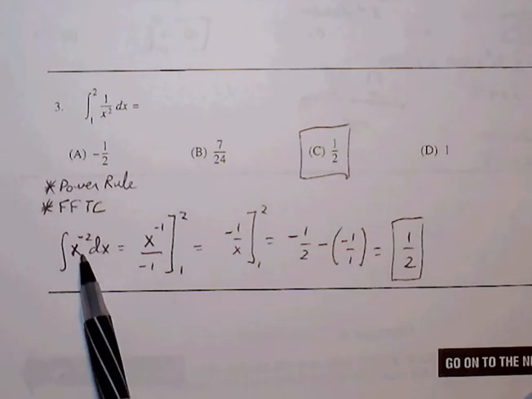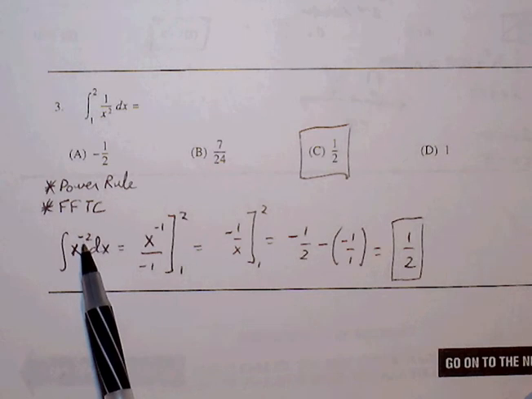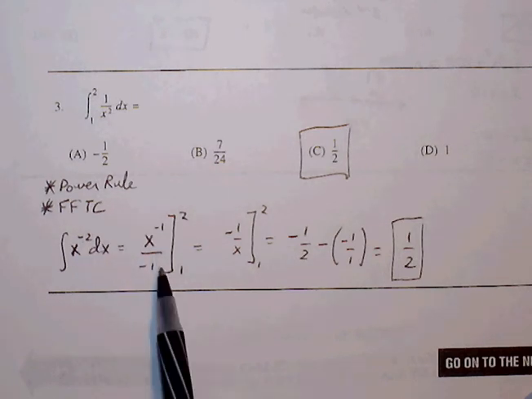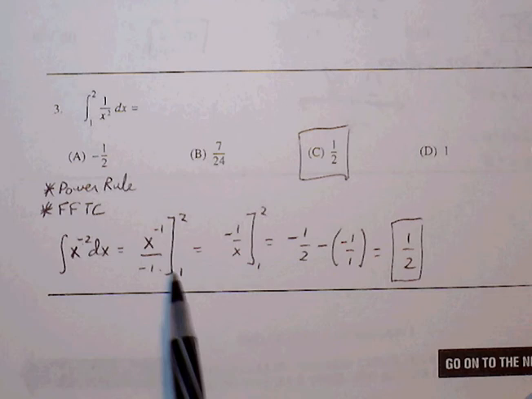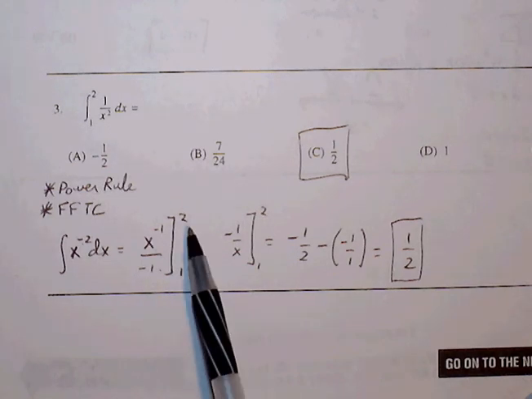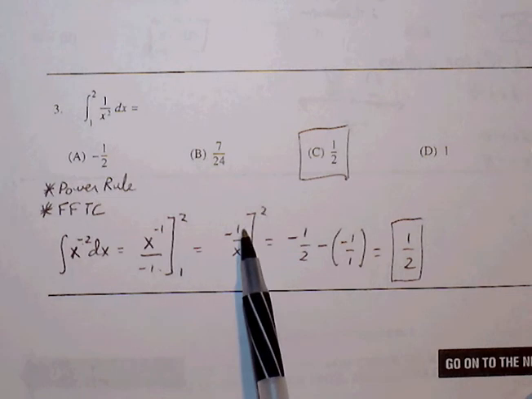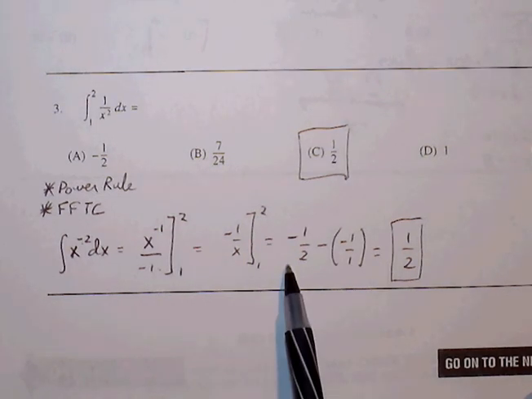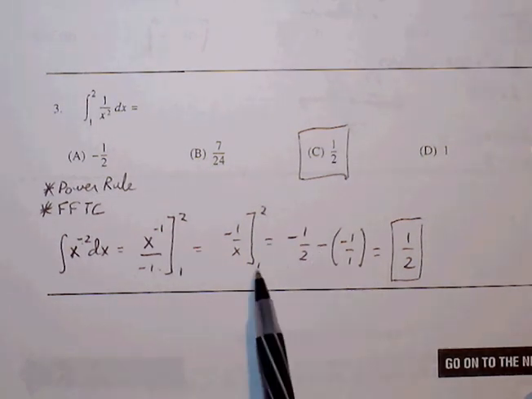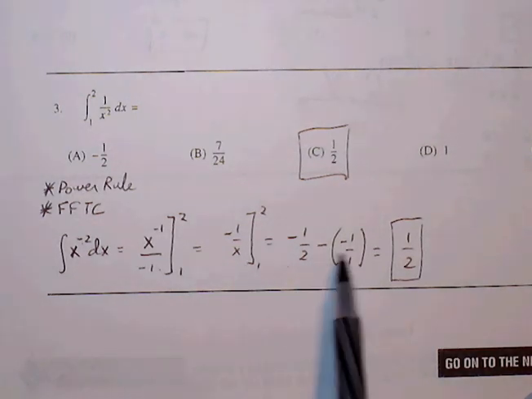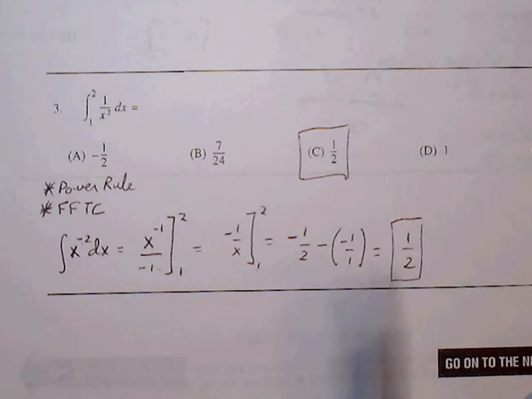So integral of x to the -2, go through power rule, we get x to the -1 over -1. Now we can evaluate our lower and upper bound. I'm going to simplify this to be -1 over x. Then we plug in the upper bound, we get -1/2 minus, now we plug in the lower bound, which is -1. The two negatives cancel out. -1/2 plus 1 is 1/2.